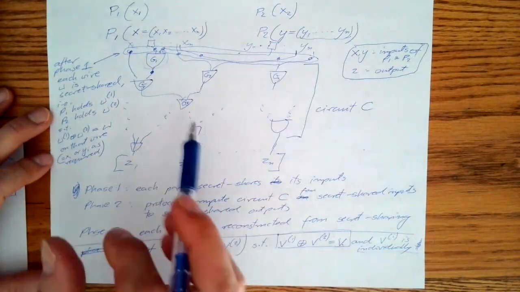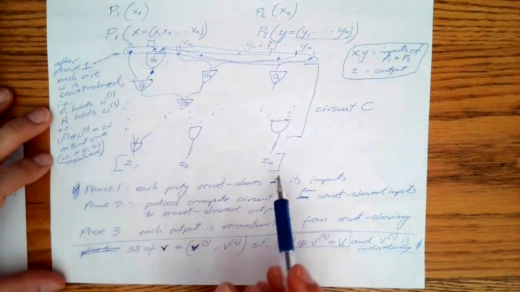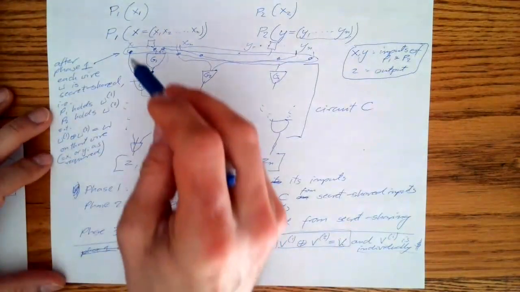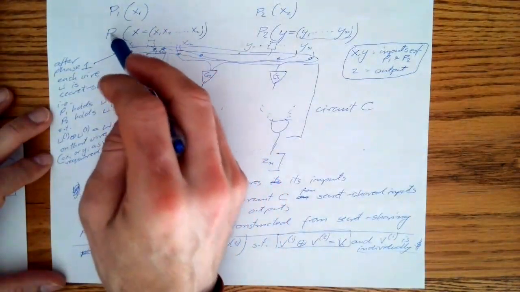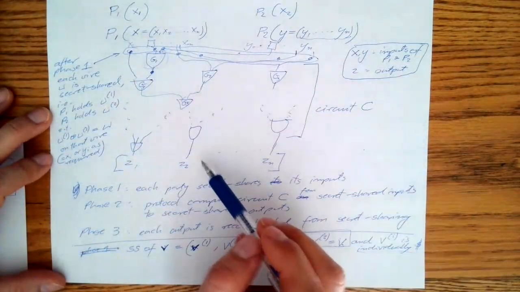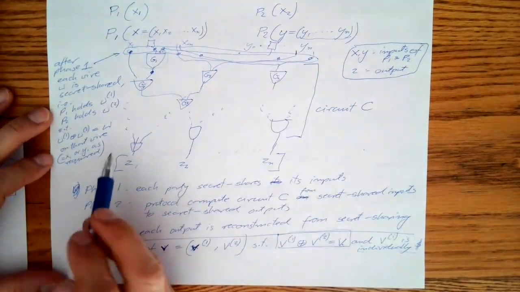But the meaningful functions are those where there are some bits of output which are functions of both of them. So whatever information X P1 has about these wires, it's lost at some point in the circuit. Okay.